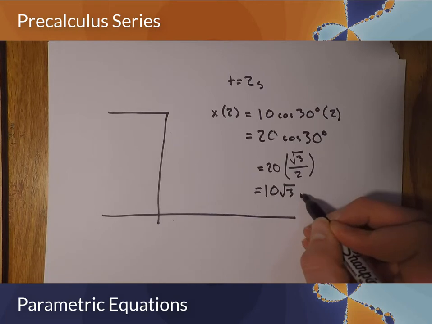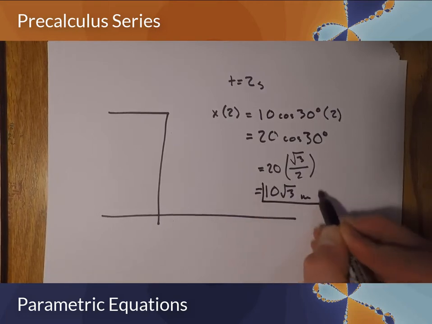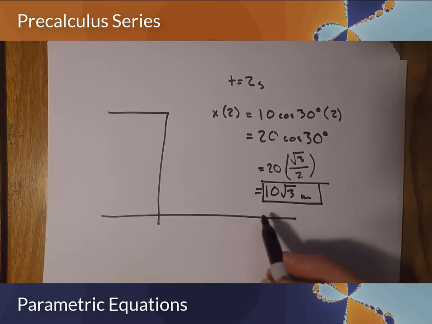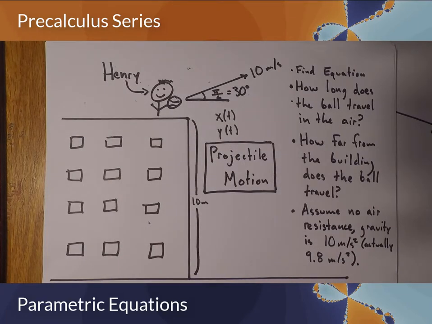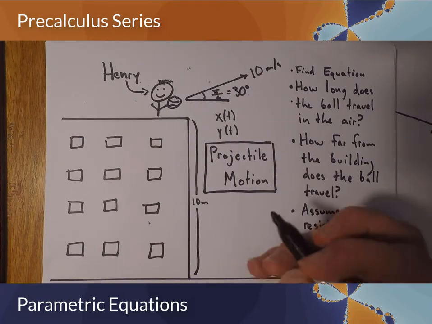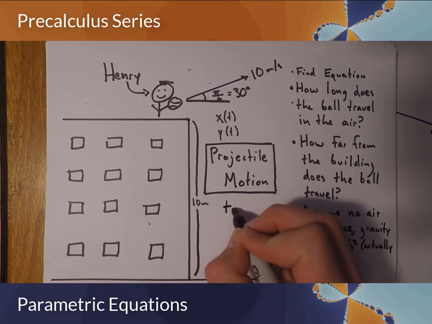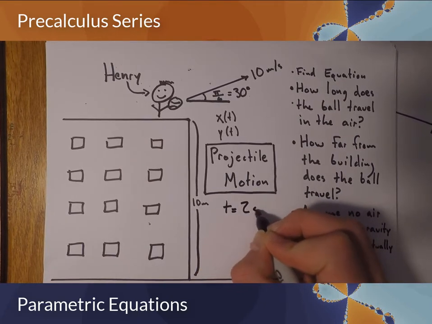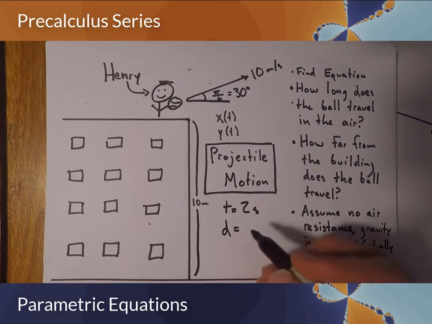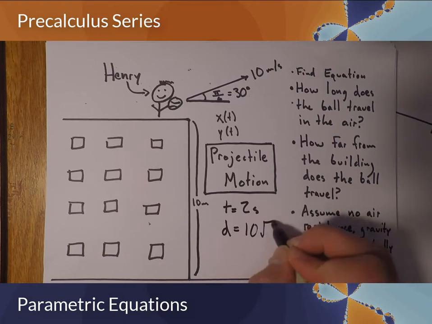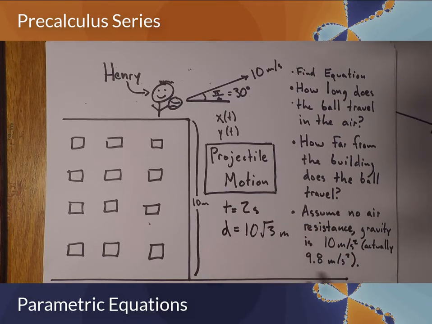So we know that it travels 10 root 3 meters away from the building over the course of its journey. So in short, when we're looking at this situation, we now know it takes 2 seconds for the ball to hit the ground, and it travels a distance of 10 times root 3 meters away from the building.